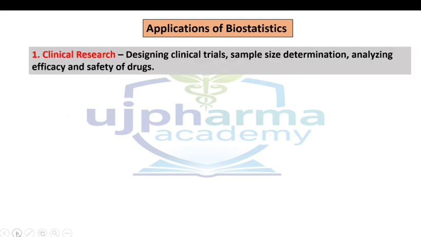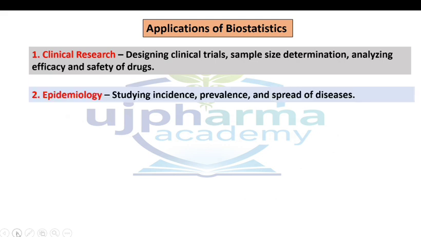So the first one is clinical research. In clinical research it is the designing of clinical trials, sample size determination and analyzing the efficacy and safety of drug molecules. The second one is epidemiology, studying incidence and prevalence and spread of disease.